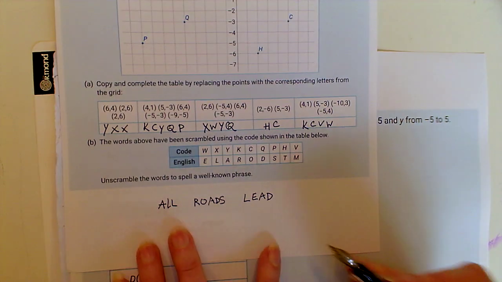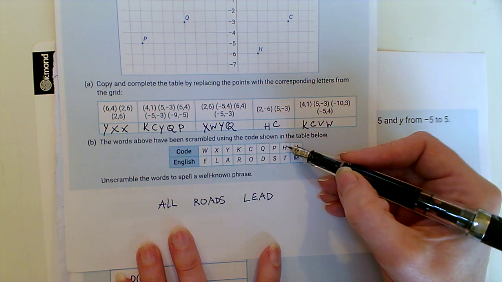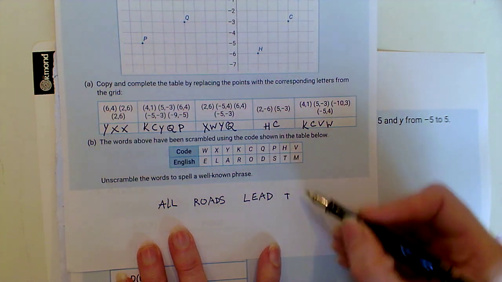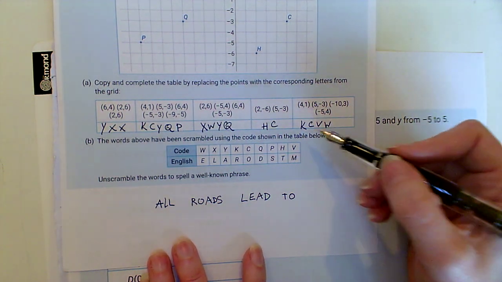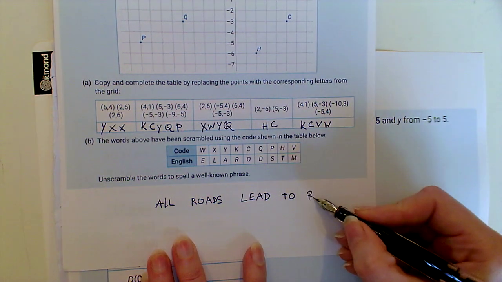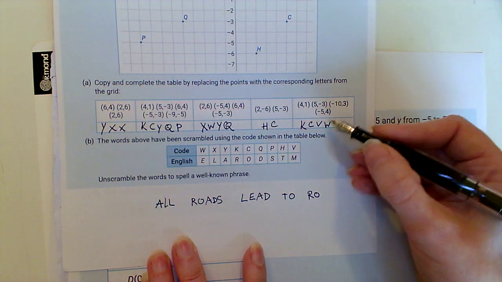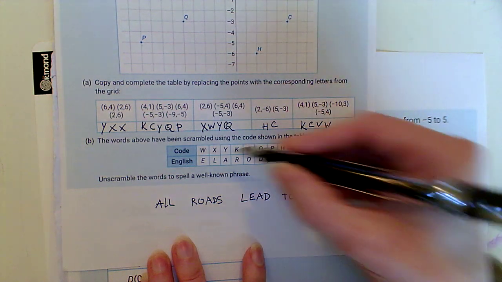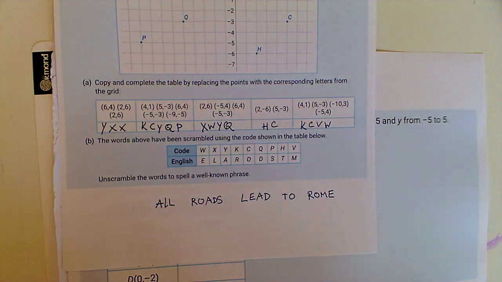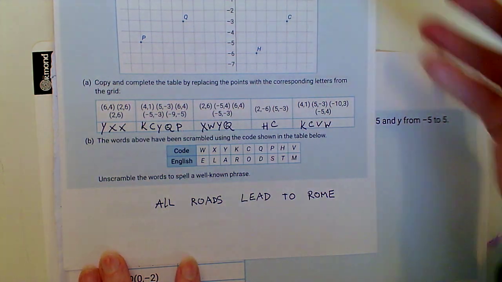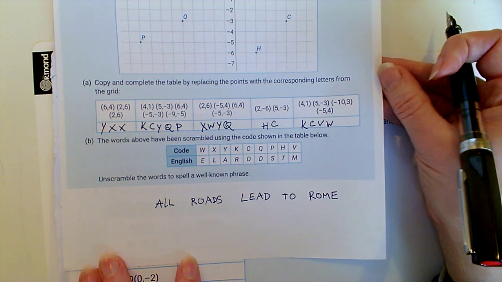All roads lead. H, T, C, O. All roads lead to. You may know this phrase already. K, R, O, V maps to M, and W maps to E. All roads lead to Rome. That would be a famous saying from a long time ago when Rome was sort of the center of the universe. Okay, so that's all you had to do for question 4.